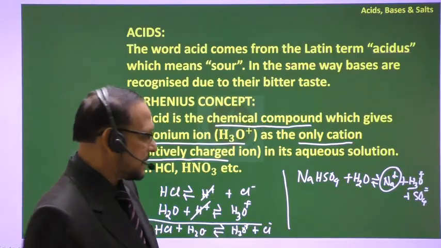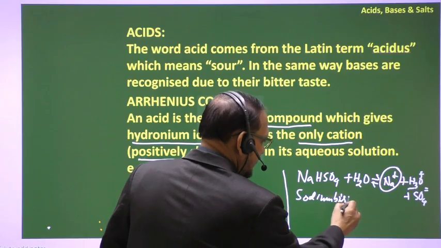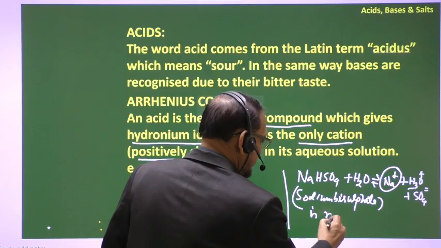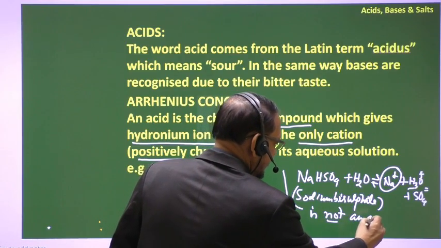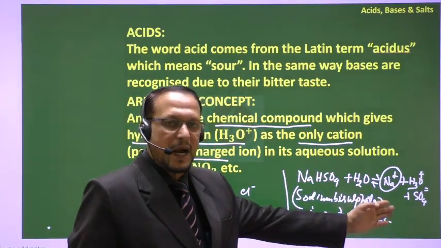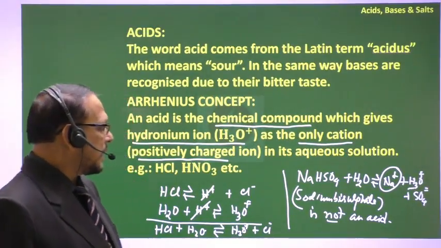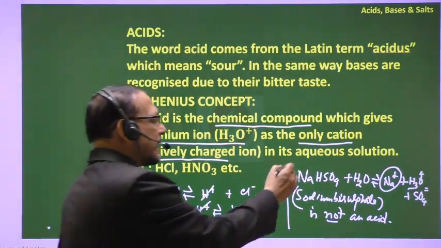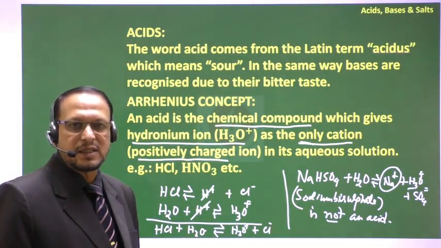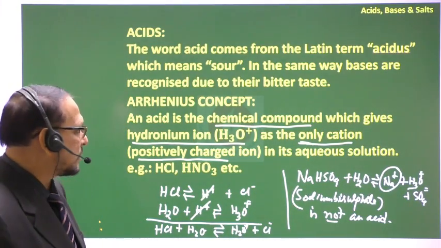Sodium bisulfate is not an acid. Why is it not an acid? Because the hydronium ion is given, but apart from that we are getting the Na plus cation, a positively charged ion. In the definition it is clearly mentioned as the only cation, so that's why sodium bisulfate is not an acid. Then what is it? We will learn later on. Sodium bisulfate is an acid salt, an acidic salt.